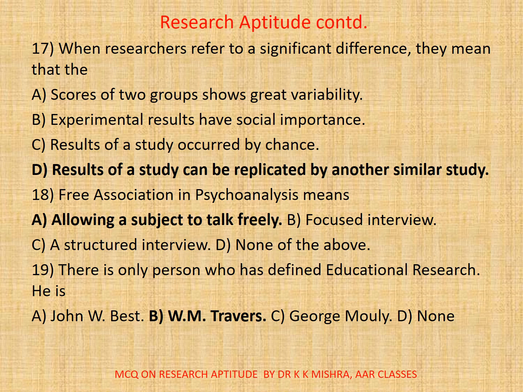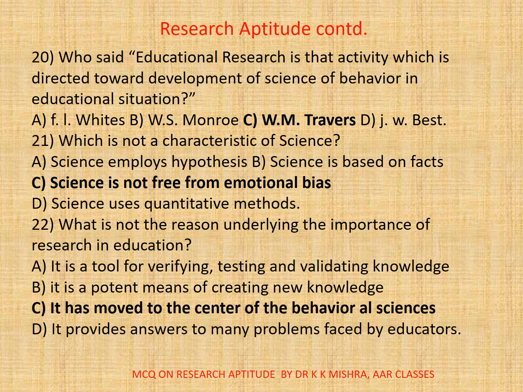19. There is only one person who has defined educational research. He is, correct option is B, W.M. Travers. 20. Who said educational research is that activity which is directed toward development of a science of behavior in educational situation? The correct option is C. W.M. Travers. 21. Which is not a characteristic of science? Correct option is C. Science is not free from emotional bias.